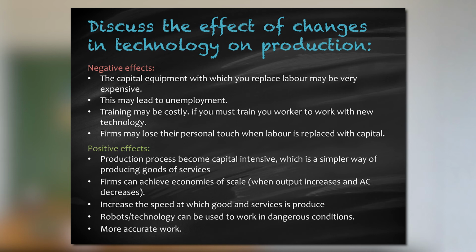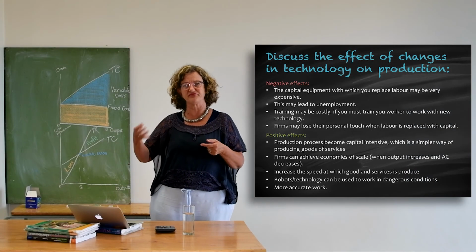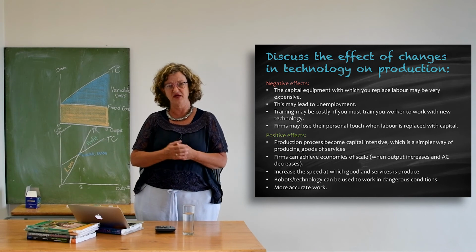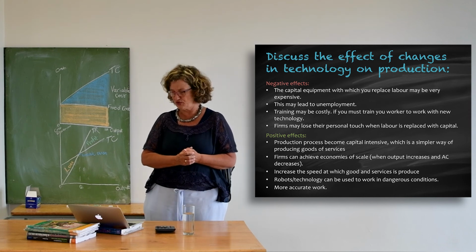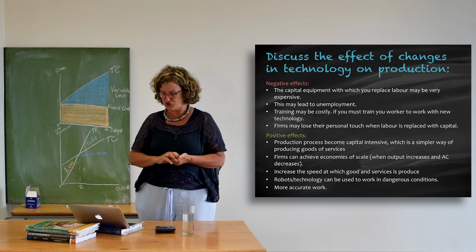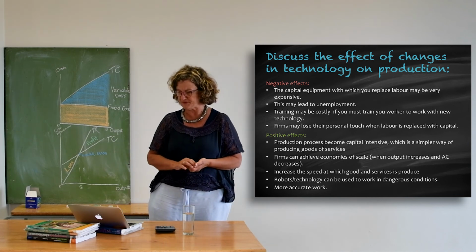So firms can achieve easier economies of scale where the output increases and the average cost decreases, because working with machinery, they can produce at a much higher rate, they can work longer hours, so the output of your business can increase. And capital equipment costs a lot when you buy it, but over the long run, it is much cheaper than the salaries you pay for your workers. So it is a cheaper way of producing if you make use of capital equipment.